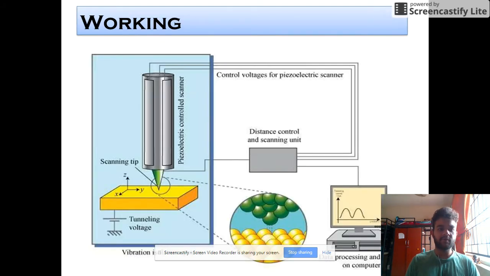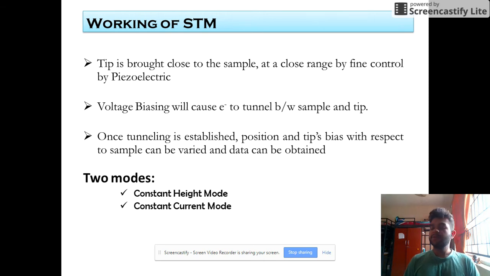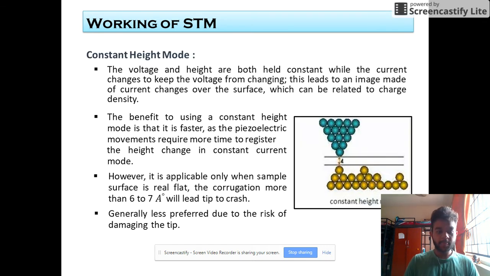So, what is the working of it? The tip is brought close to the sample at a close range by fine control of the piezoelectric. Voltage biasing will cause electrons to tunnel between the sample and the tip. Once the tunneling effect is established, the position and tip bias with respect to the sample can be varied and data can be obtained. There are two modes: constant height mode and constant current mode.